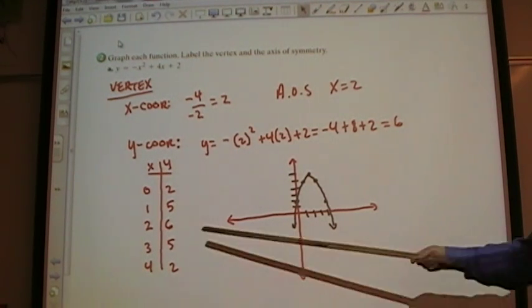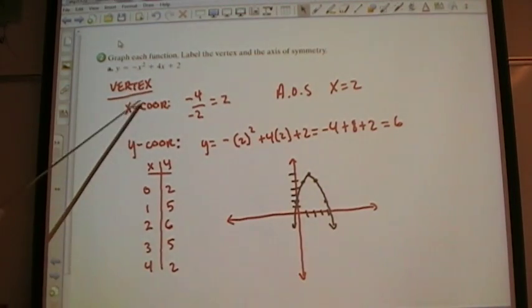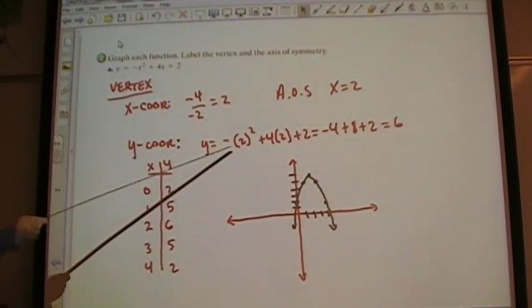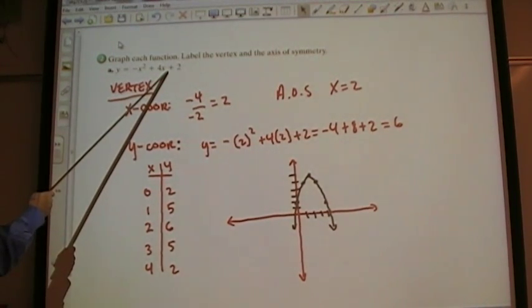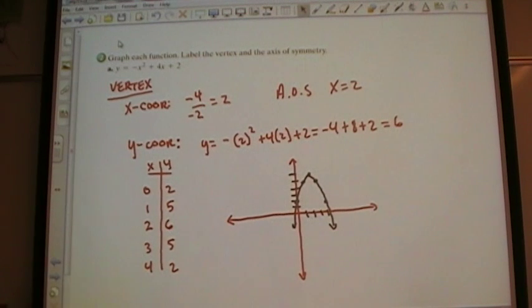Because I keep getting like 10. Well, here you gotta be careful. Order of operations, you gotta do 2 squared first. Yeah, I know. So that's 4, and then take the negative. So that's negative 4. Plus 8 is 4, plus 2 is 6. Right here.